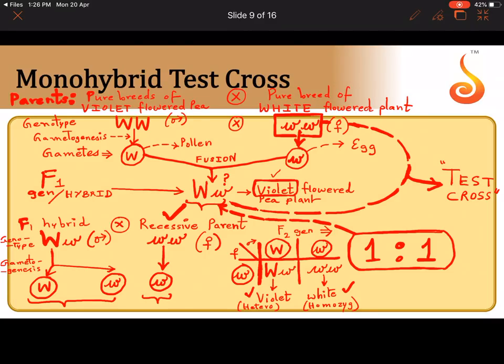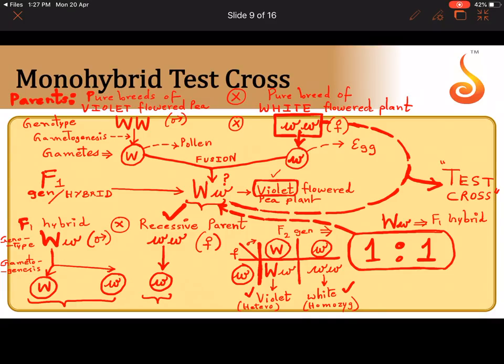If you get a ratio of 1:1, the F1 hybrid is capital W, small w. It tells us that the F1 hybrid is heterozygous. So you all have to look for this ratio, the test cross ratio of 1:1. If you get a 1:1 ratio, that means the plant whose genotype you did not know, the F1 hybrid, happens to be capital W, small w, that is heterozygous.